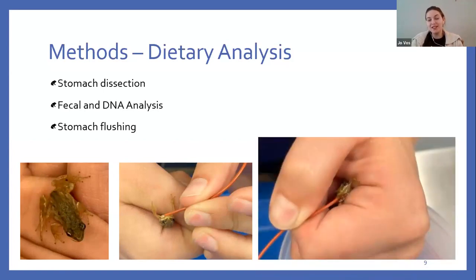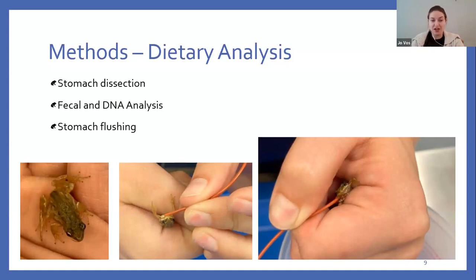And the tube has to be small enough to fit in the mouth and allow room for the food to come up, and yet big enough to allow the water to go through at a decent rate to actually flush the food items out. So this is probably the smallest amphibian that I will be working with in my studies. And you can see just how tiny that tube is.